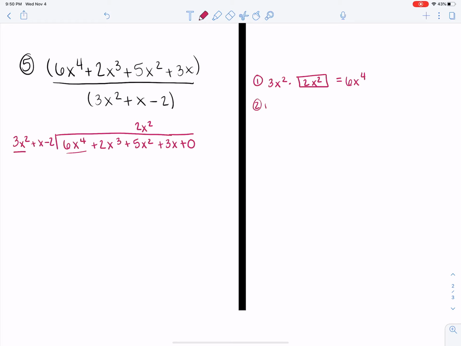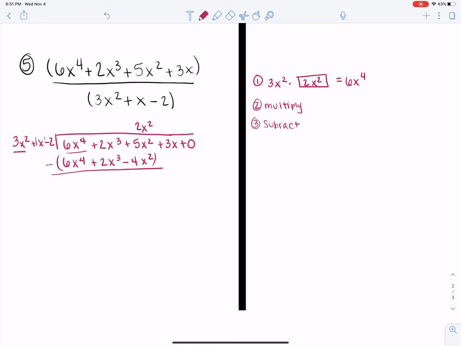Step 2, we're going to multiply that. And then step 3, we're going to subtract. 2x squared times 3x squared. 2 times 3 is 6. x squared, x^4. 2 times 1 is a positive 2. x^2, x^1 is x^3. 2x squared times negative 2. 2 times negative 2 is negative 4. Keep the x squared. Now we're going to subtract all of that.